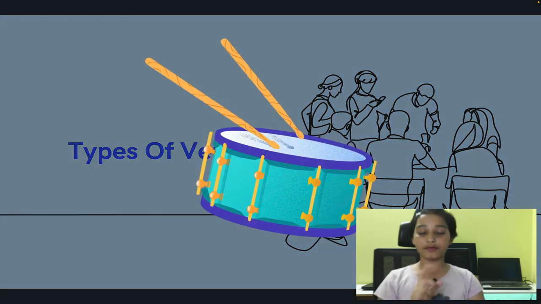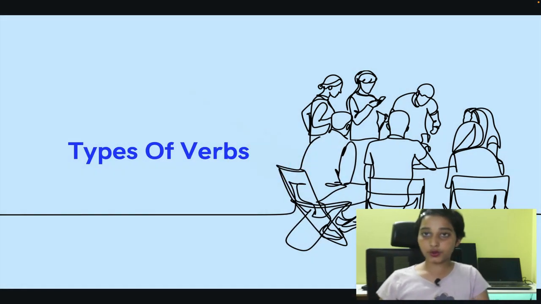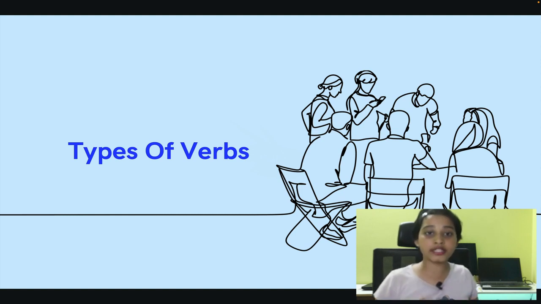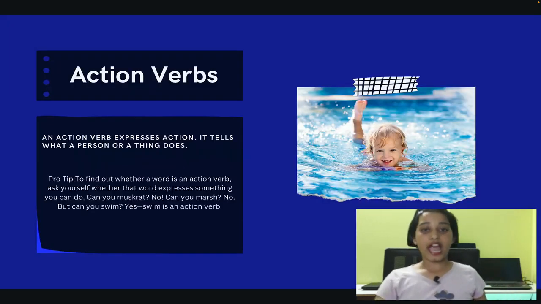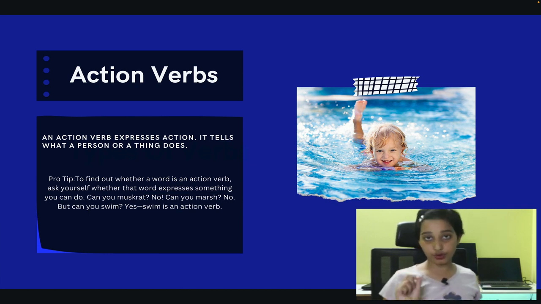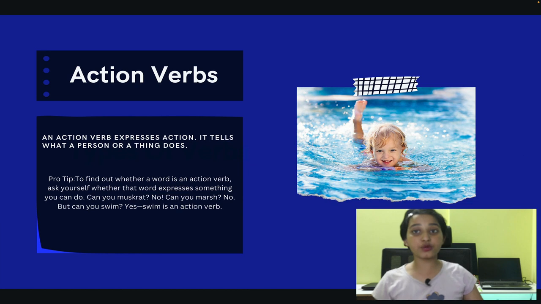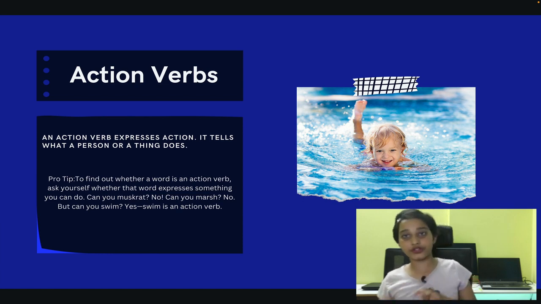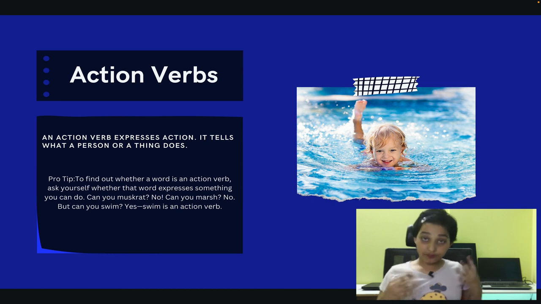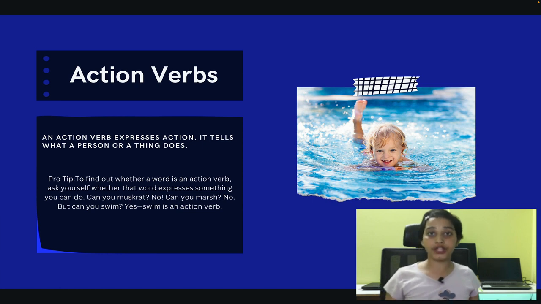So is this a verb? Tell me. Yes, this is a verb. But what type of verb this is, I will tell you in a few seconds. Yes, 1, 2, 3. So, action verb. The first verb is action verb. Action verb expresses our action. Whatever we are doing, whatever person or thing, basically any living thing, is doing, that is called an action verb.